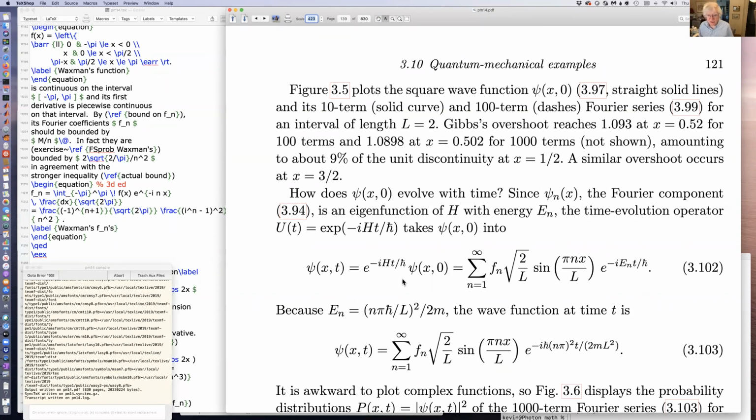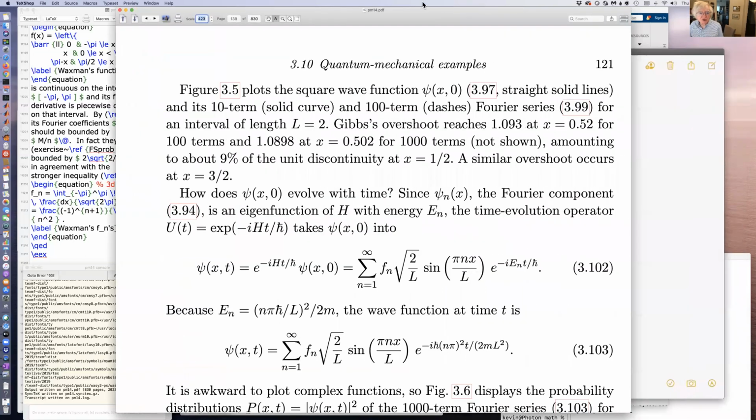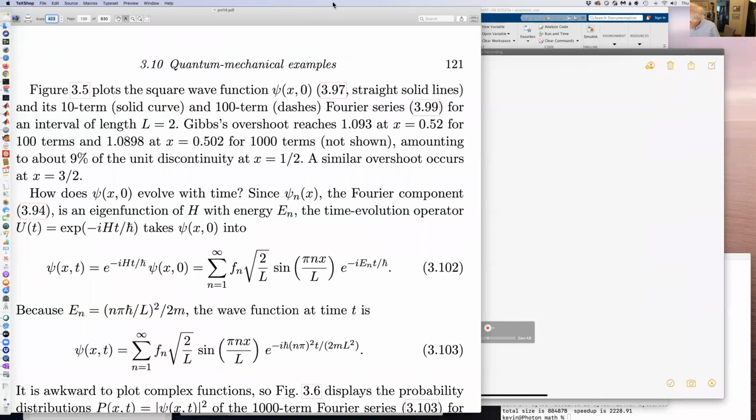All right, let me show you this in a little more detail. So I'm going to put this screen over here. Whoops, I don't want to cover what I'm trying to show you. So what is psi of x and t? Well, this is the inner product of x with the state psi at time t. And now we insert here a complete set of eigenstates.